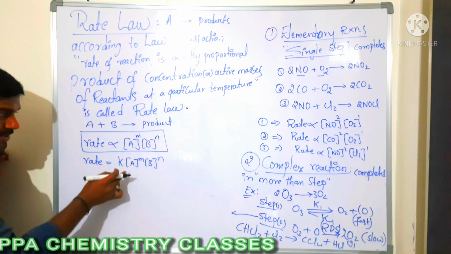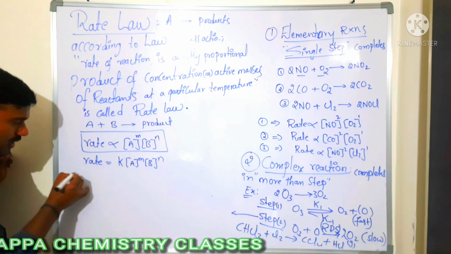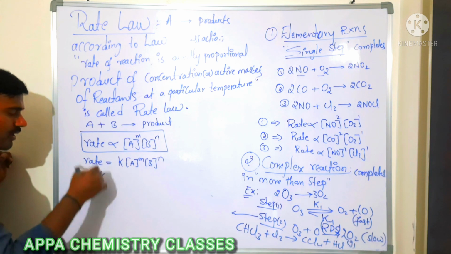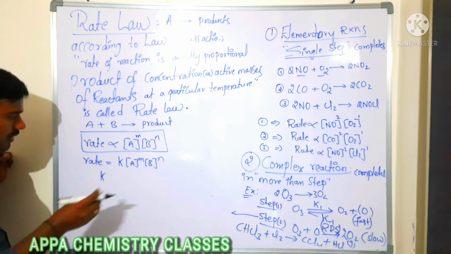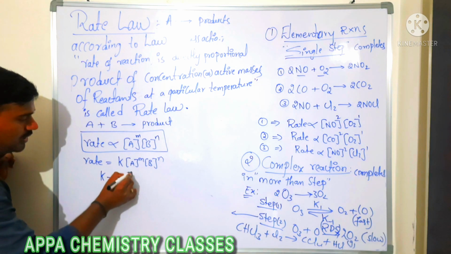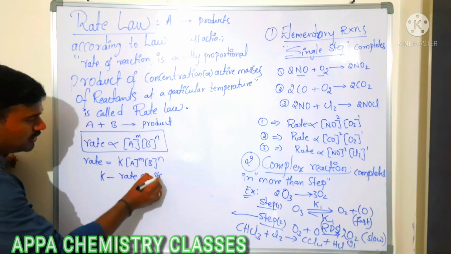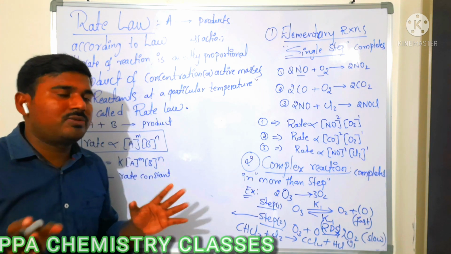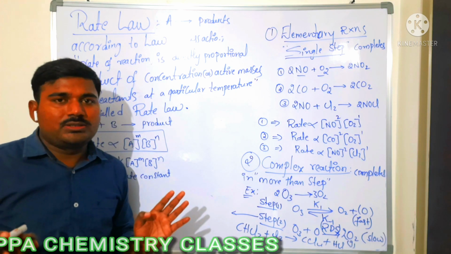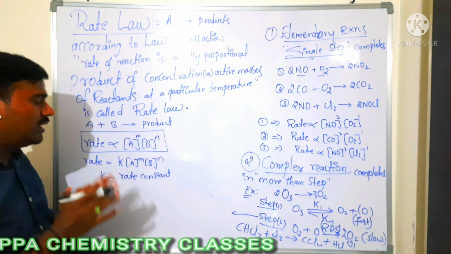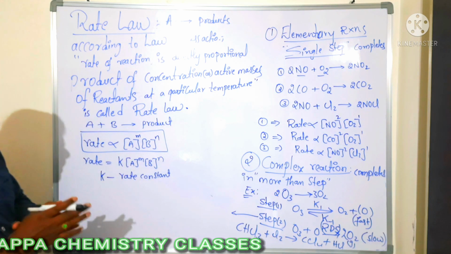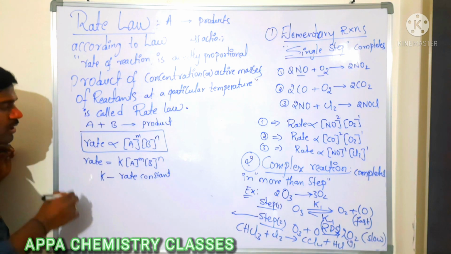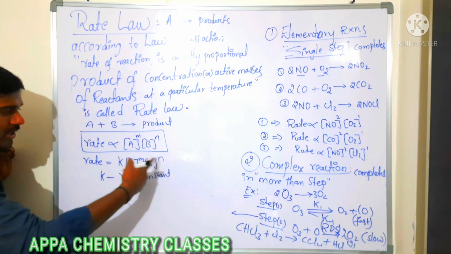Now in this case, for this reaction, we'll first see what this k is. Order we'll discuss again in the next video. So k is the rate constant. It depends only on temperature; it never depends on the concentration of reactants. The rate constant is independent of the concentration of reactants and of time. It depends only on temperature.